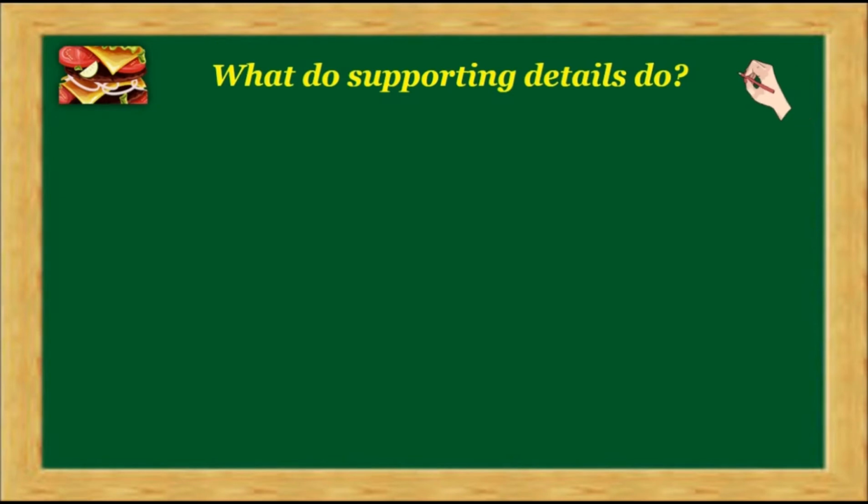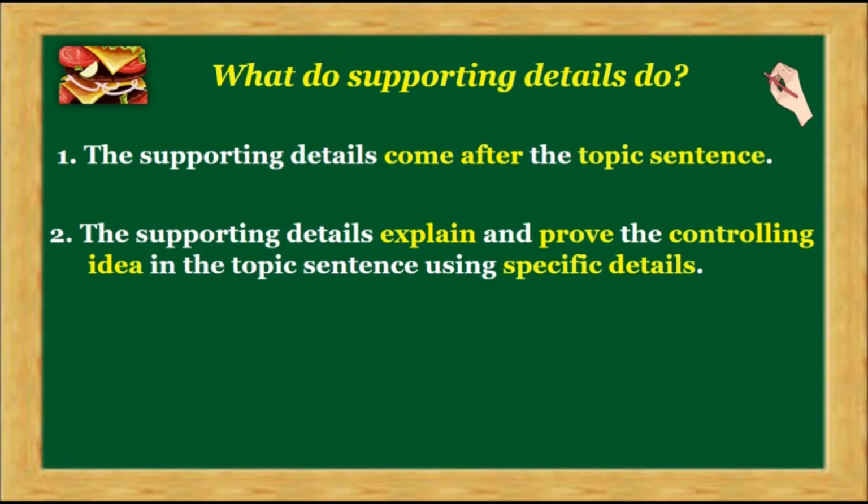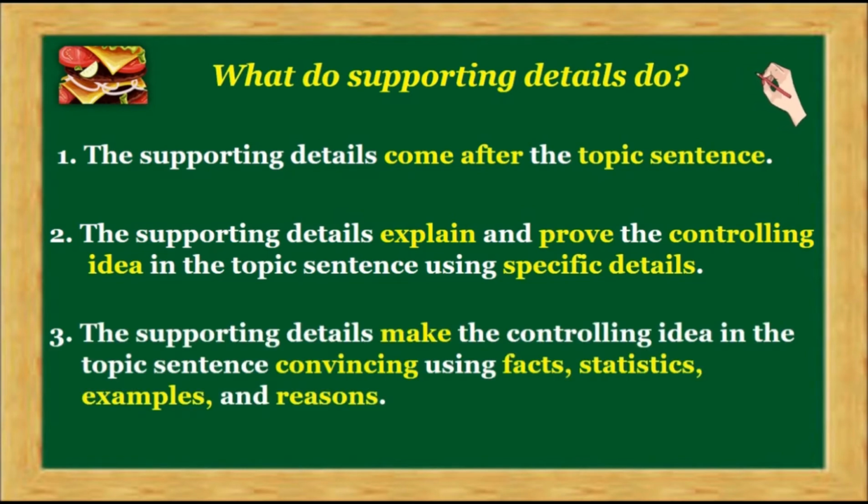What do supporting details do in a paragraph? First, the supporting details come after the topic sentence. Second, the supporting details explain and prove the controlling idea in the topic sentence using specific details. And last, the supporting details make the controlling idea in the topic sentence convincing, using facts, statistics, examples, and reasons. Let's discuss this further.